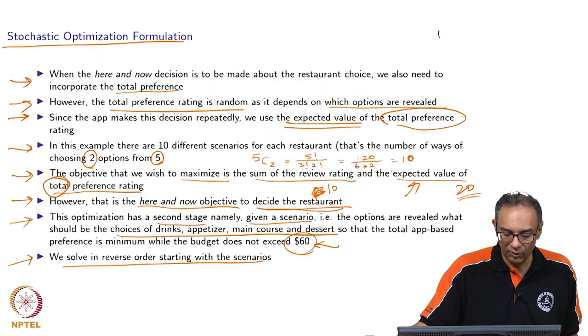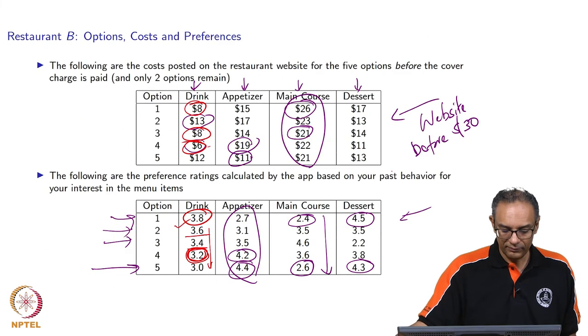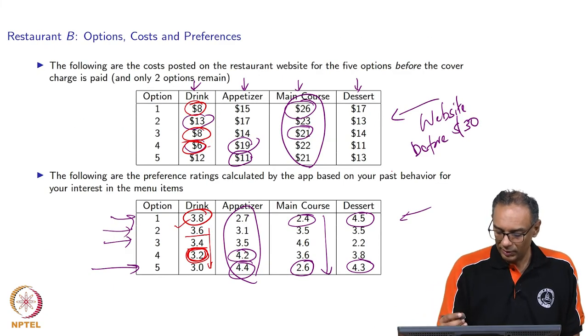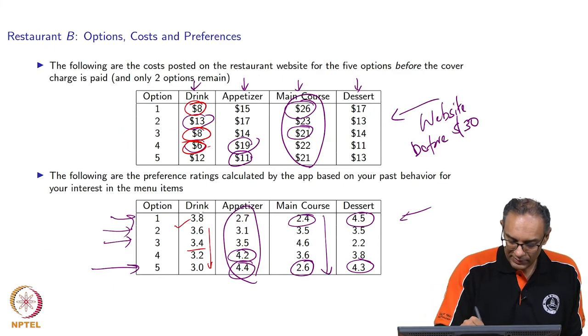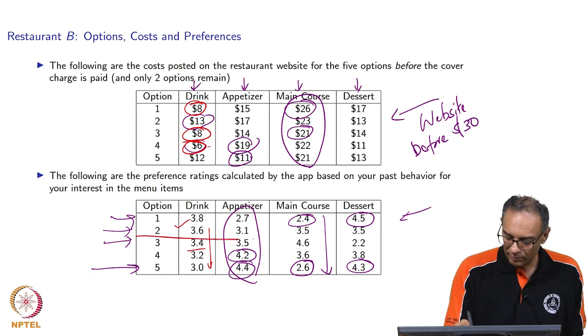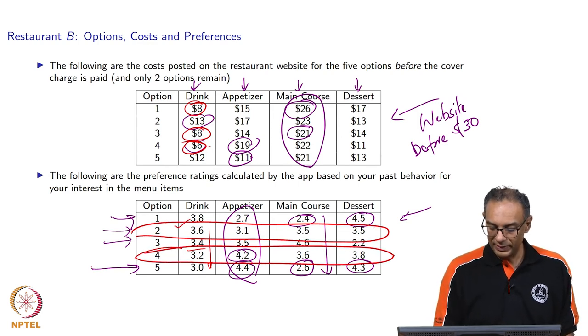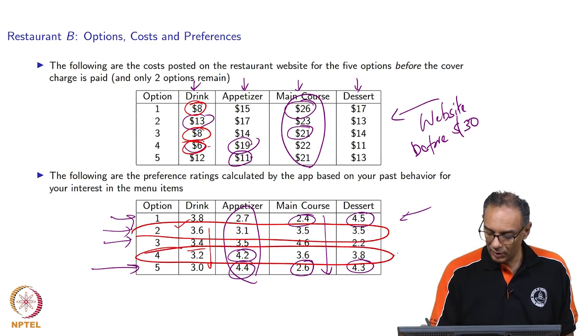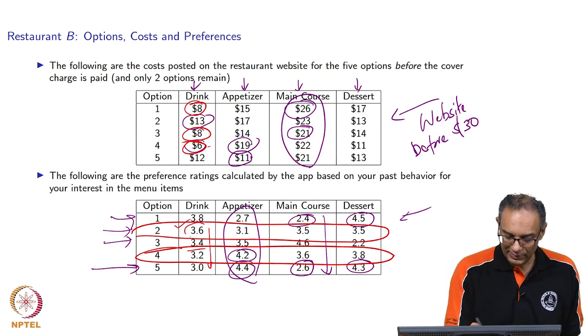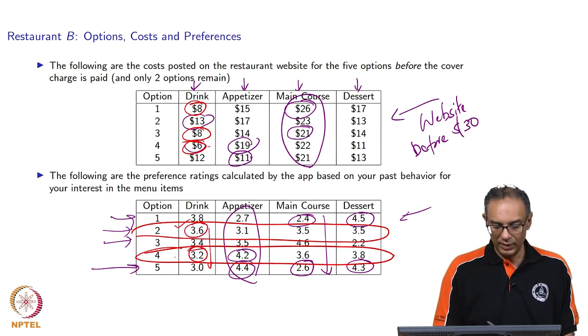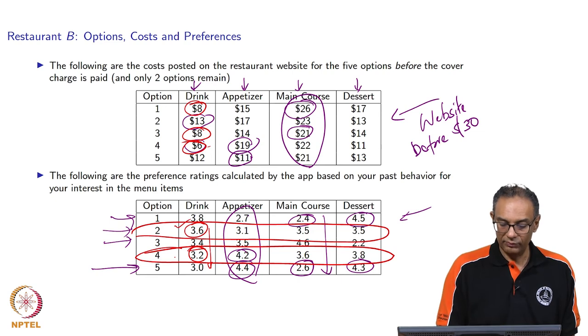Between 2 and 4, let's take a look. Let me just erase this color. So I'm just going to mark 2 is here and 4. Okay. Now notice that 2 is better than 4 in all except the drink. In the drink alone, 4 is better.